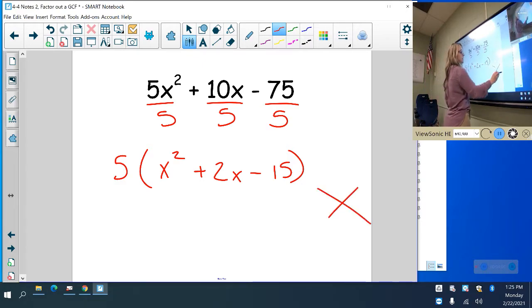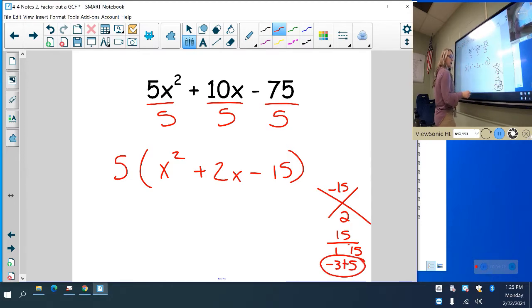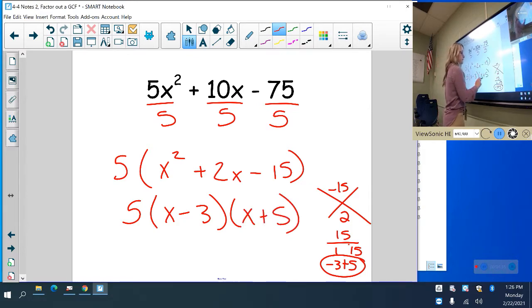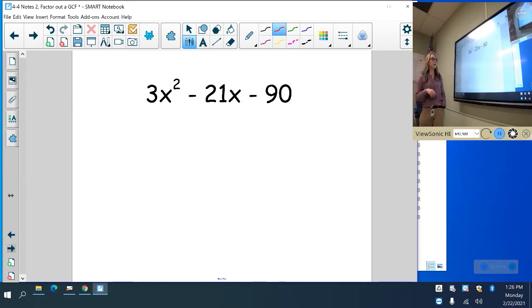1 times negative 15 is negative 15. That has to add to 2. What are the 2 factors of negative 15 that add to 2? Well, factors of 15 are 1 and 15 and 3 and 5. Well, if I make 3 negative and 5 positive, that'll work. Negative 3 plus 5 is positive 2. Negative 3 times 5 is negative 15. So there it is. I keep that 5 in front, and I have x minus 3 and x plus 5. So negative 3 and 5. All right, let's try another one.